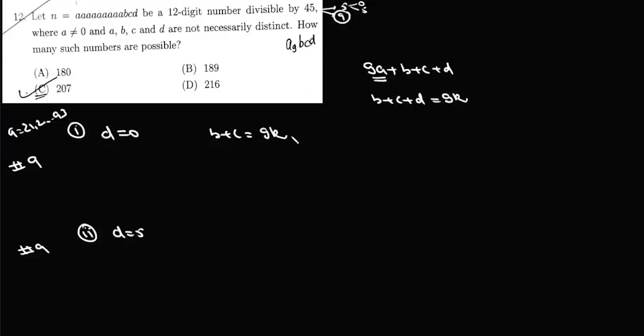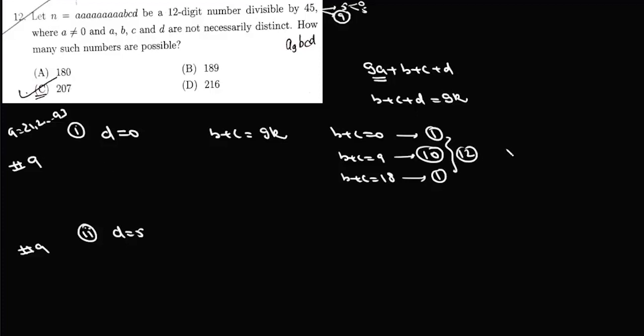Now if we look at this equation, then we'll have 3 cases: either B plus C is 0, or B plus C is 9, or B plus C is 18. Now here we'll have just one case, both of them are 0. For B plus C equal to 9, we'll have 0, 9, 1, 8 up to 9, 0, and that'll be total 10 cases. And here we'll have again one case, 9, 9. So altogether there'll be 12 cases. So in this first case, the total number of such numbers will be 9 into 12, and it will be 108.